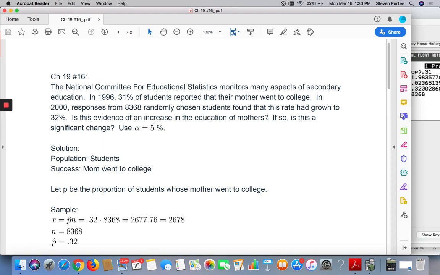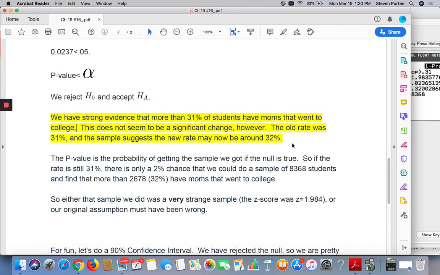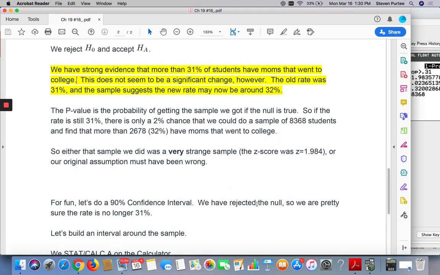So do we think the rate went up significantly? Well, the sample suggests it only went up possibly around 32%. That's not really much of a change. So I would say no, this does not seem to be a significant change. The old rate's 31, the sample now says it's probably around 32. Okay, that's the end of the problem. All the rest of this is just extra information to help you understand.